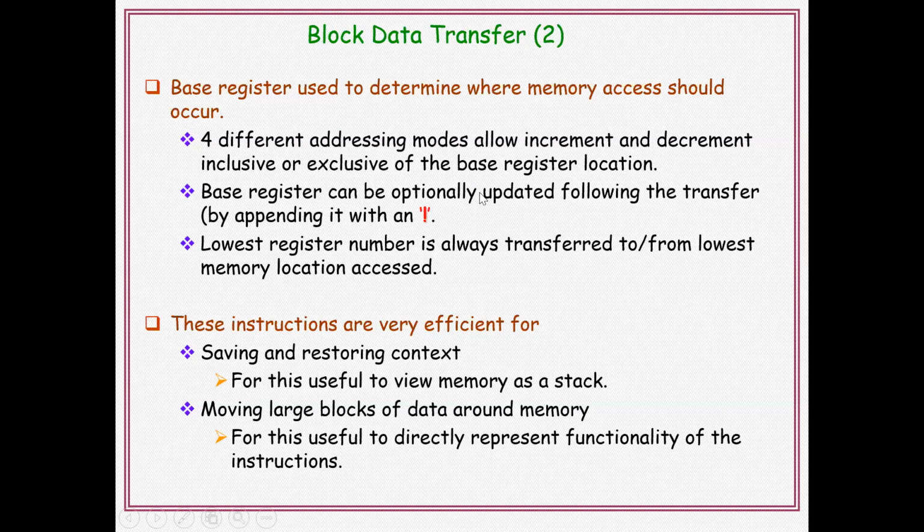And the last one is that the lowest register number is always transferred to or from the lowest memory location accessed. For example, if you use R4, R5, R6, then automatically the first one is R4. R4 is the lowest register, so that is always transferred to or from the lowest memory location accessed. Next, these instructions are very efficient for saving and restoring content, and moving large blocks of data around memory.